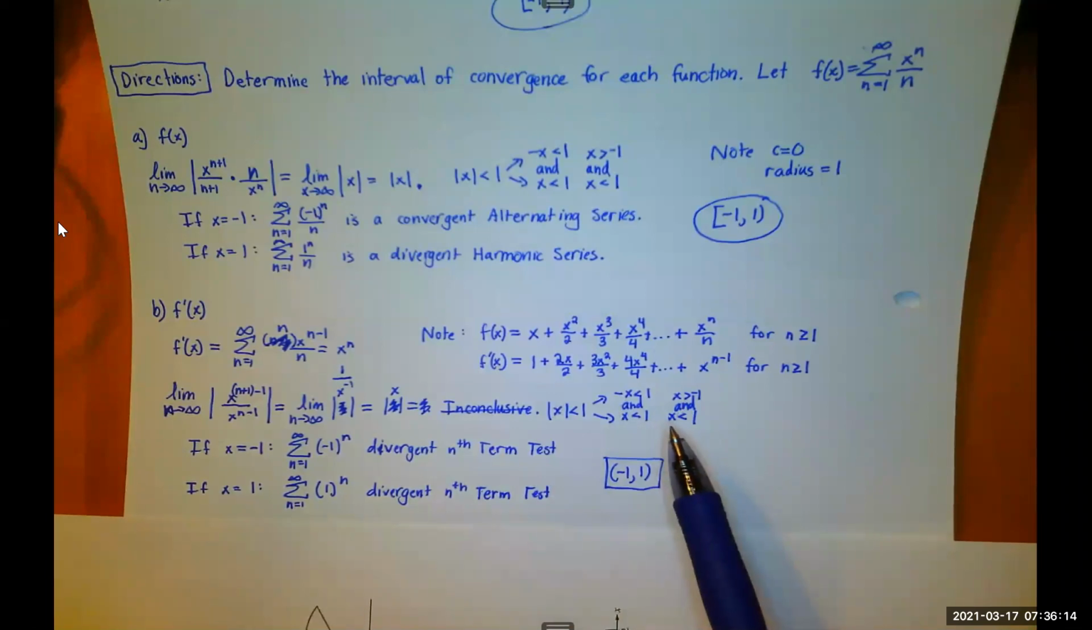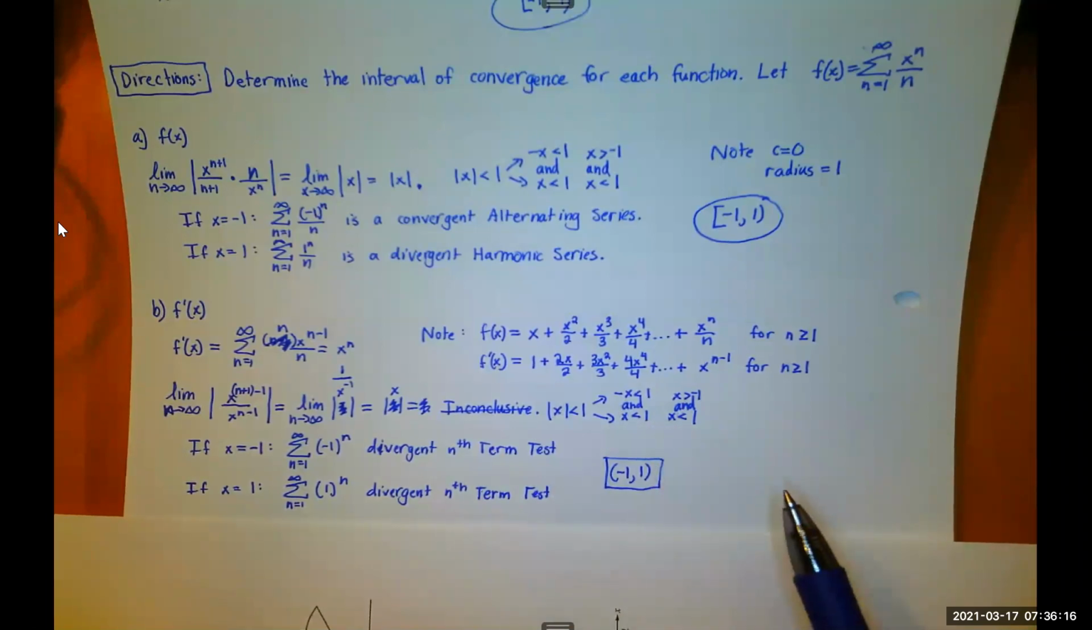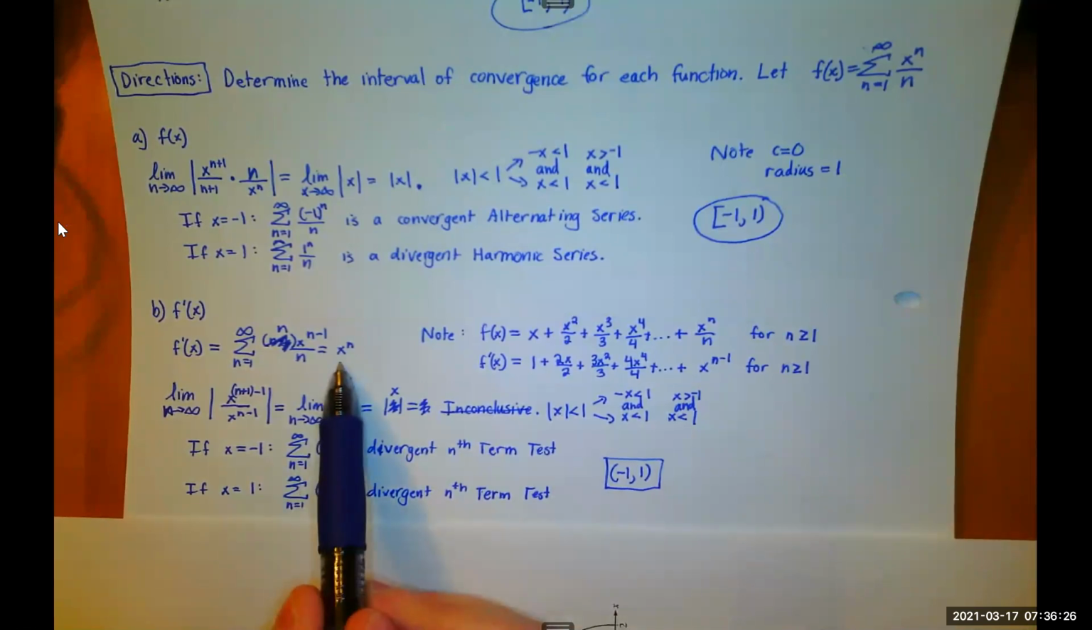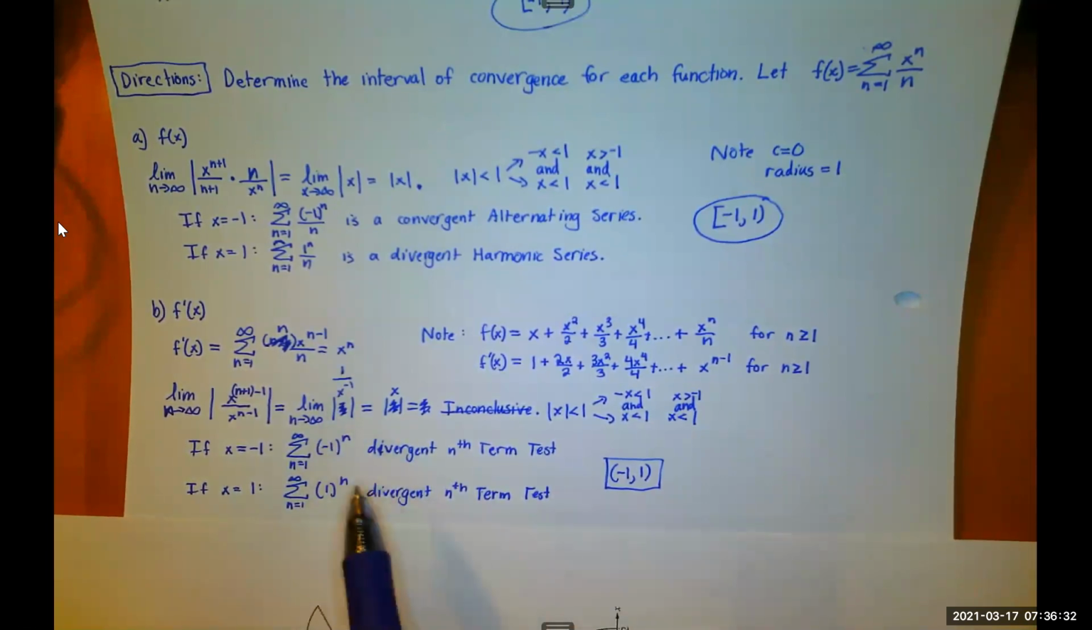The question is, do we include negative 1 and 1 on our interval of convergence? And the answer is no. How do I know that? I checked both endpoints. I looked at the literal series when x is negative 1. So substitute negative 1 in, negative 1 to the n. Substitute 1 in, 1 to the n. Both are divergent. You could call them divergent geometric series. Absolute value of r equals 1. I chose to use the nth term test again.